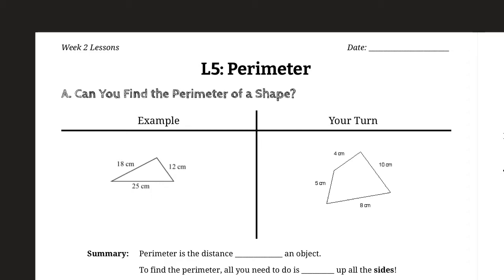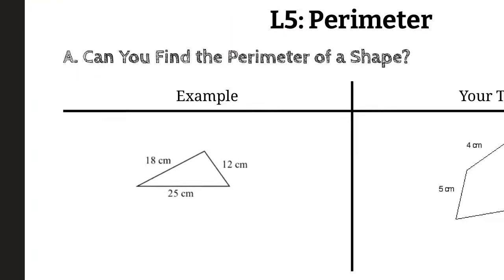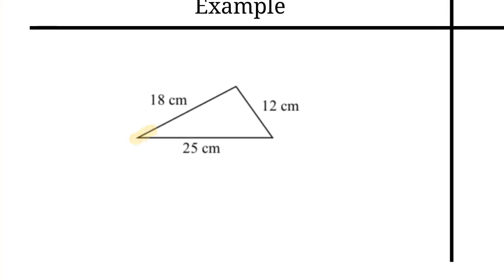What does perimeter mean? Perimeter is just the length around the outside of an object. When I'm trying to find perimeter, what I usually like to do is highlight the outside of the object. So I like to take a highlighter, go something like that. That's the perimeter of the shape.